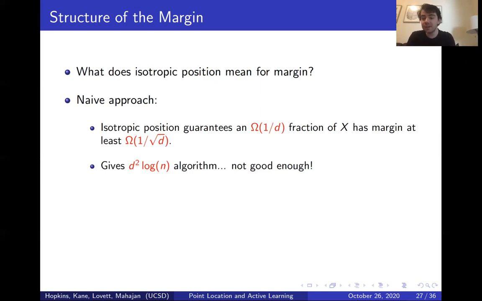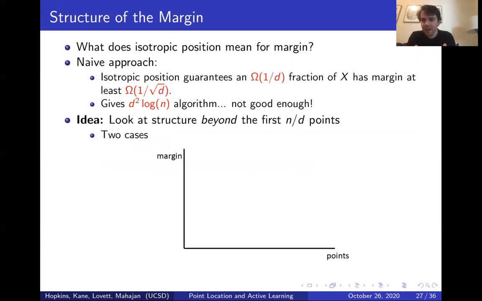This takes about d squared log n queries, which matches the previous best known algorithm, but isn't good enough for us. We'd like to hit the information theoretic lower bound. We'd like to do d log n. So how can we get rid of this extra d that we're dealing with? Well, the idea is to look at the structure of margin beyond the first 1 over d points.